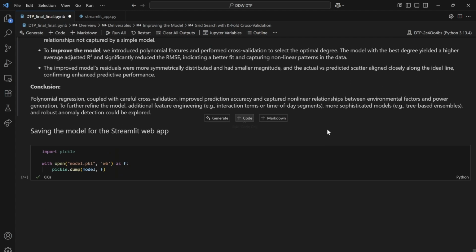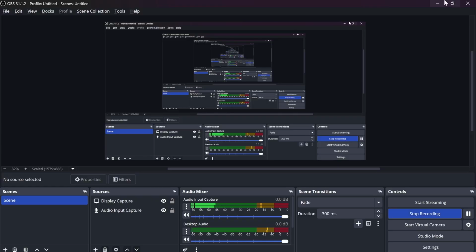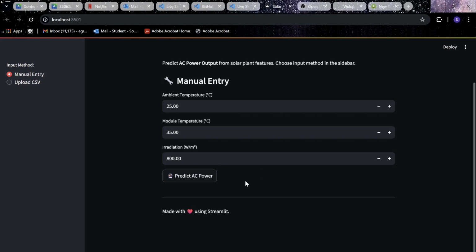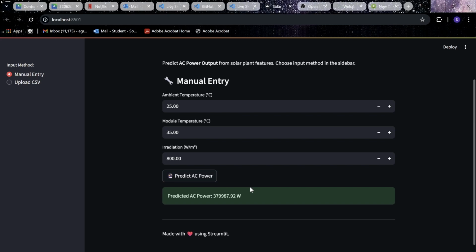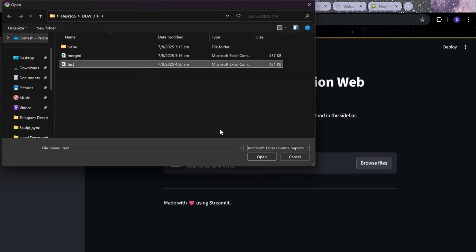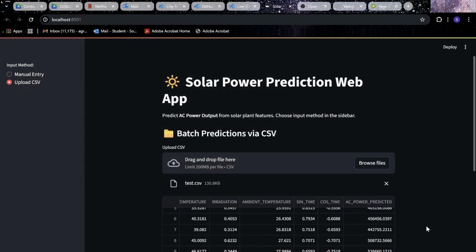We'll now show you the Streamlit web app. This is the web app that we have created. Mr. Rajesh Kumar can just come here, input his temperature values, and click on predict, and it will predict close to accurate AC power that will be generated by the power plant at that temperature and irradiation. Next, if he wants to batch predict for multiple days, he can go here, browse files, click on any file with the sensor data he wants to upload, and get his AC power predicted.